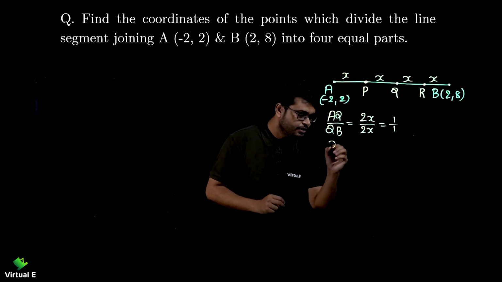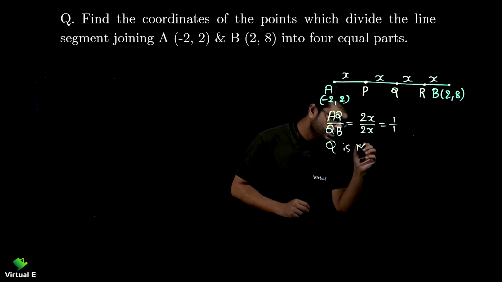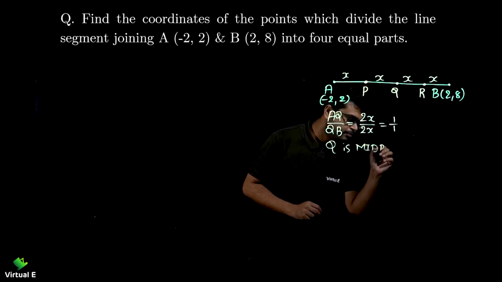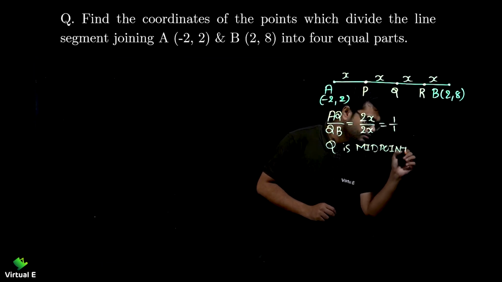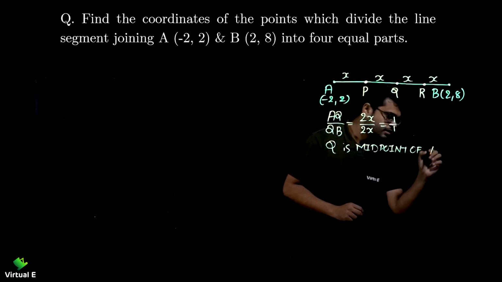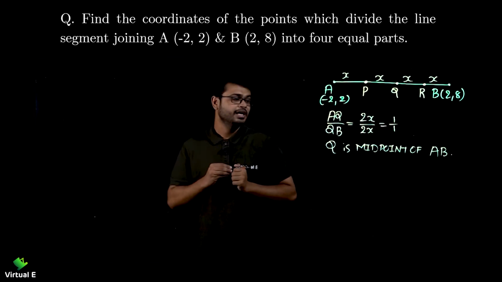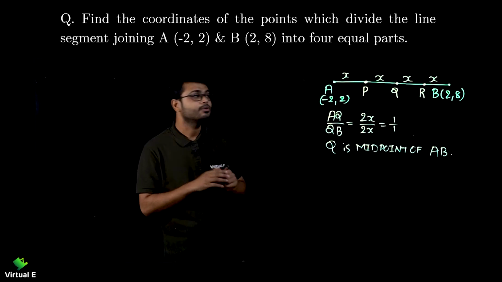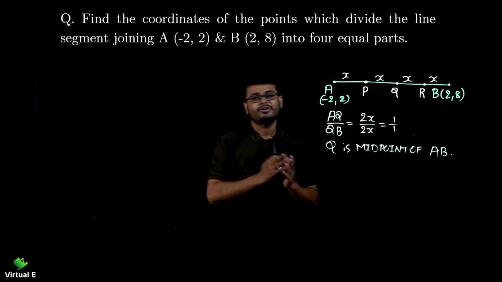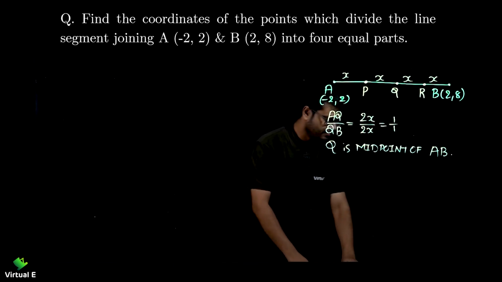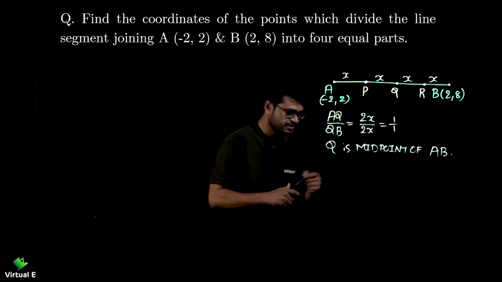So I can write Q is midpoint of AB. Simple. So I need to get the coordinates for Q. What we need to do? Use the midpoint formula and get your answer. So let's get the answer for Q. Simple. First step is very simple.